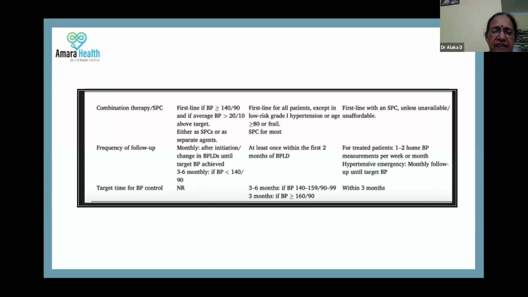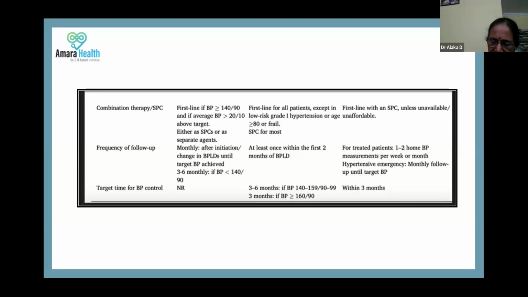Now this is combination therapy again, and the frequency of follow-up. So please go through these guidelines. Target time for BP control, that also they have explained. They are saying 3 to 6 months if the BP is 140 to 160 by 90 to 99. I mean, I will not agree with it, because I would control this BP. For me, this is very mild BP. I will control this within 15 days, but then I will keep on hammering on the patient about the compliance. Okay, so you have enough time, 3 months, that you will be controlling 140 by 100.